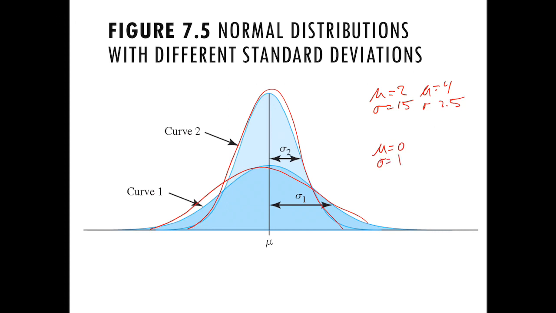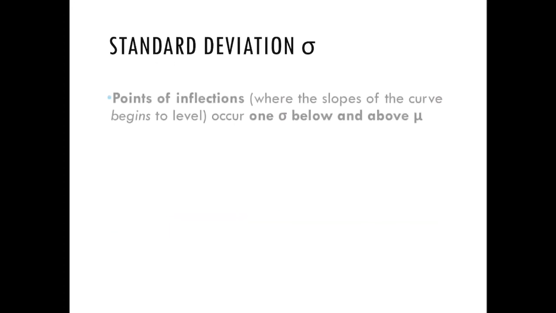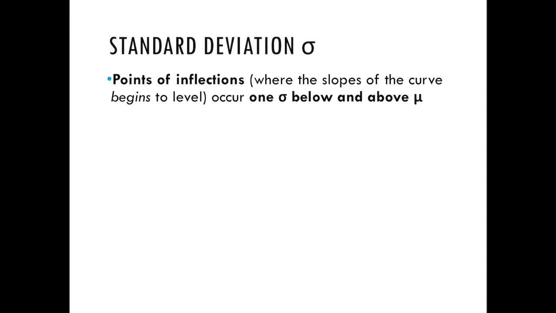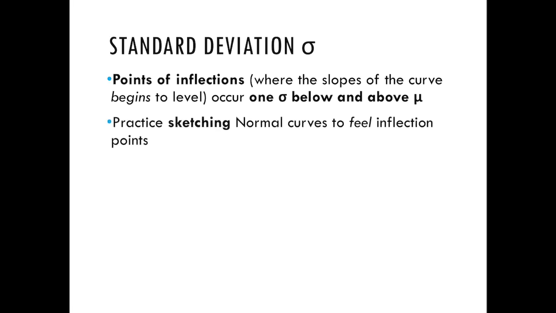And that is where we're going to be referring to the back of the book in our table. Everything is based off of the standard normal distribution, but just note that there are many normal distributions, but only one standard normal distribution, and we base a lot of information off of the standard normal. This is where we can see that this will apply for many things that we see in nature, but not all of them. So the standard deviation has points of inflection, where the slopes of the curve begin to level, that occur one standard deviation below and above the mu.